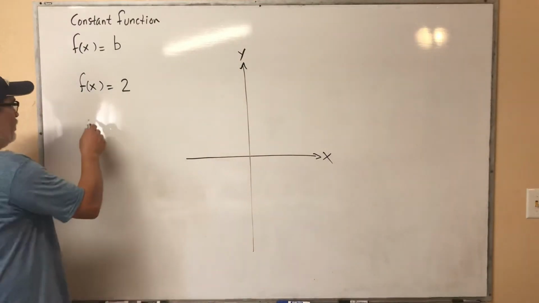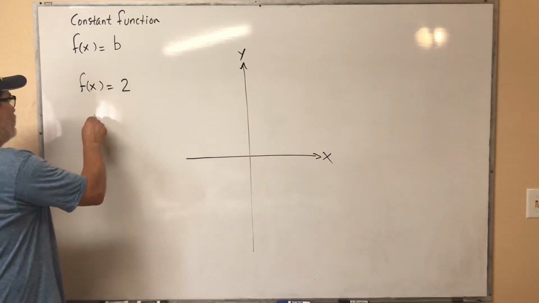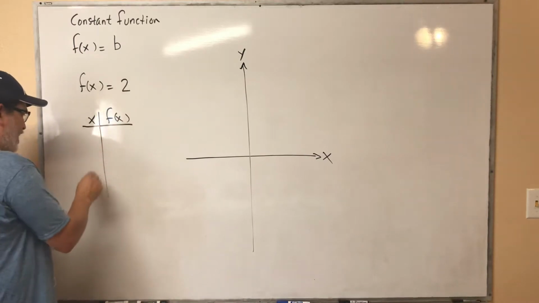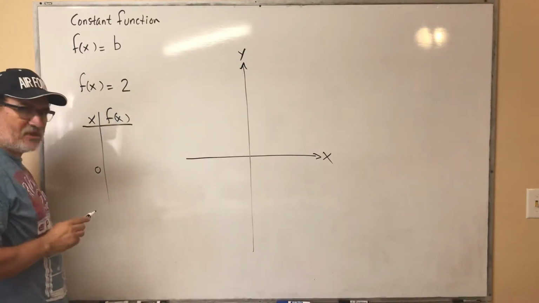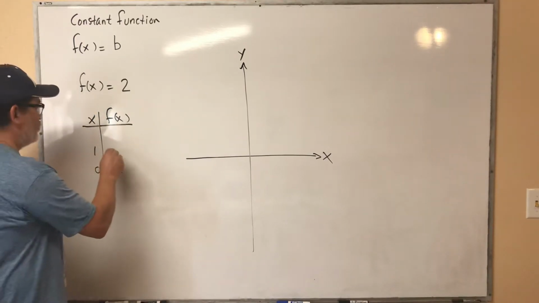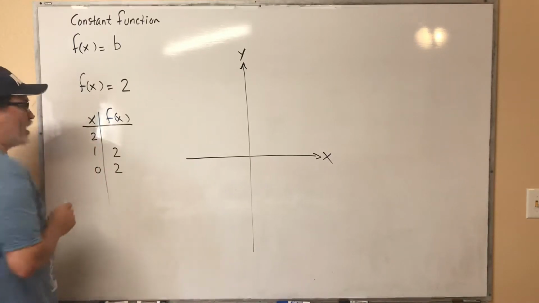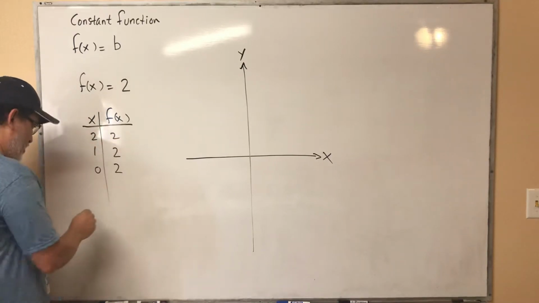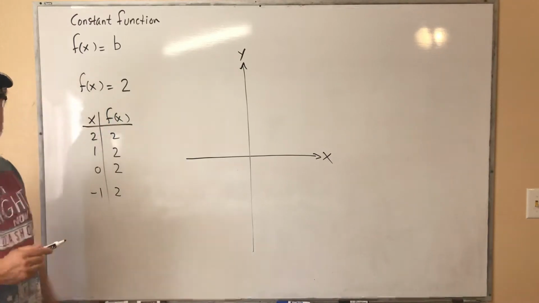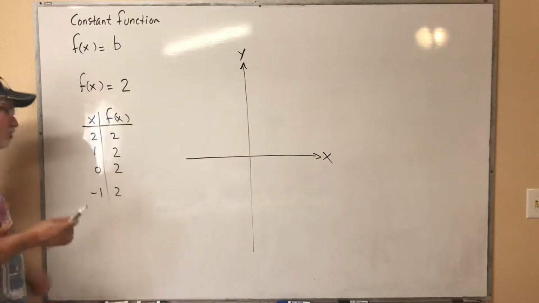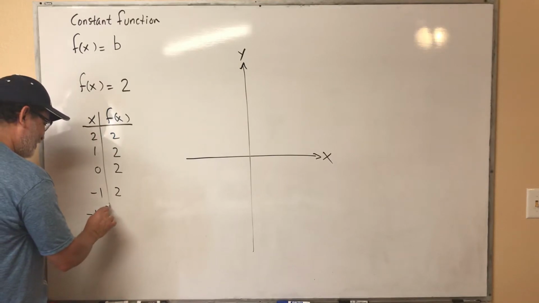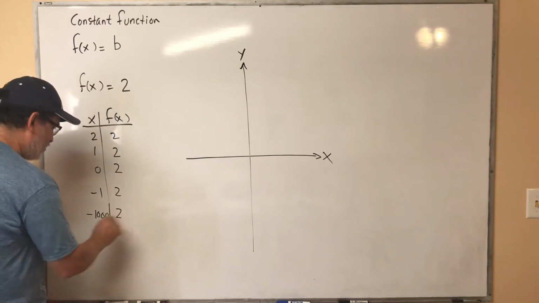Note, if you want to give a table, here's x, and here is f of x. So when x is 0, guess what f of x is? 2. If x is 1, what is f of x? 2. If x is 2, what is f of x? 2. If x is negative 1, what's f of x? 2. That's what we call a constant. F of x is always 2. If x is negative 1,000, what's f of x? 2.